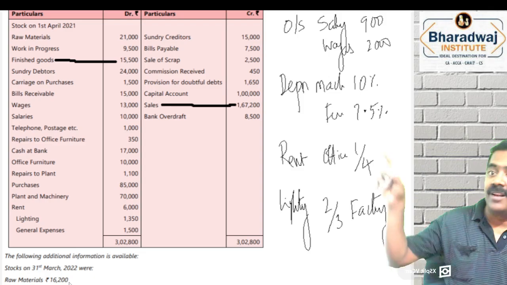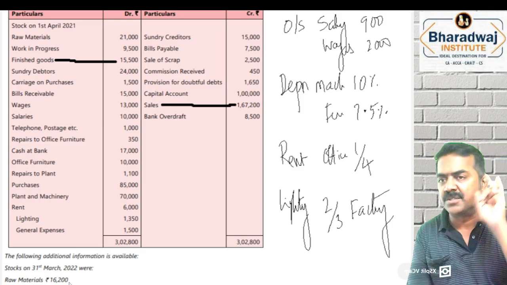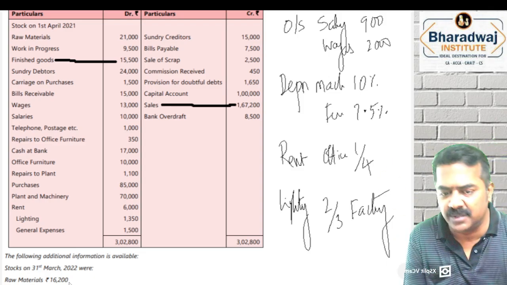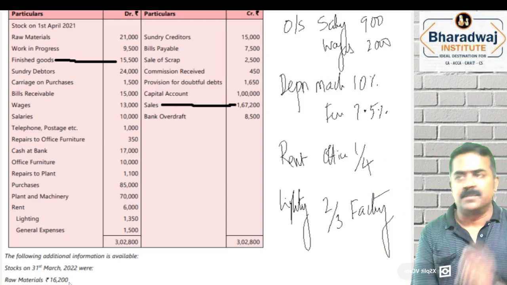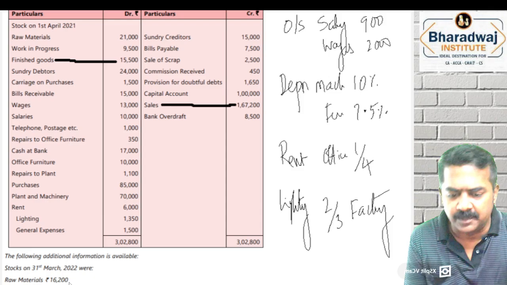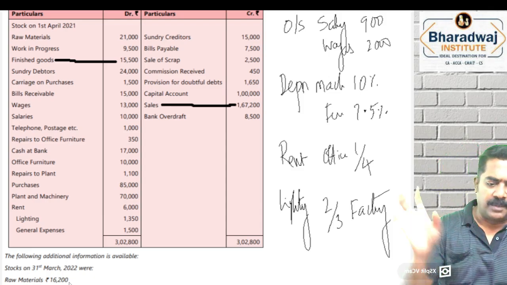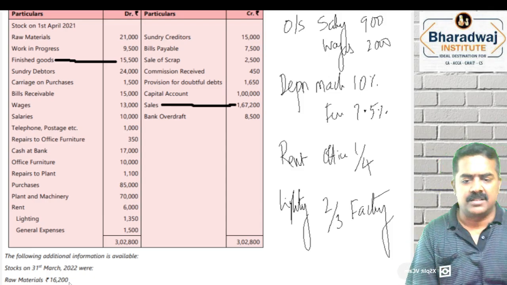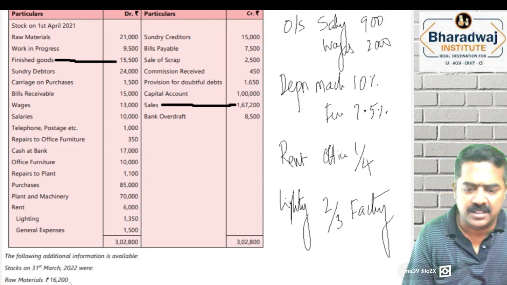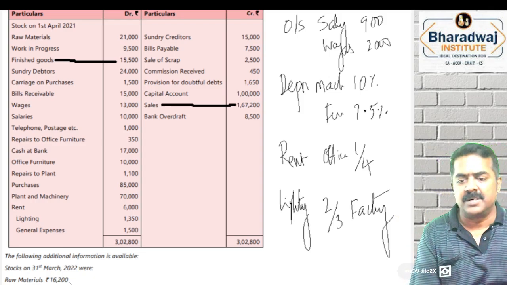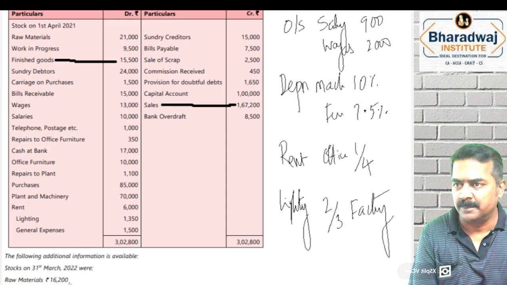Then all the closing stock, raw material, finished goods, semi-finished goods, all the closing stocks will come. Then all assets minus depreciation. And the furniture, the plant, or whatever may be the asset minus depreciation. Cash balance, bank balance will come. Bills receivable, debtors also will come.